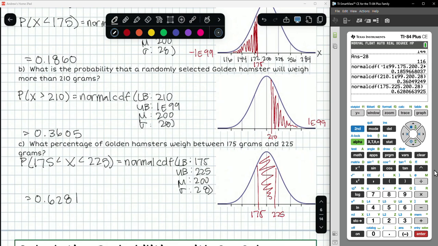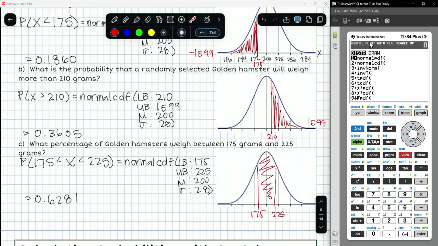I do want to answer one quick question that will probably come up, which is sometimes they're going to give you a probability and ask you what that boundary value is that you would have used here in your function call. And the answer is, if you go to second vars, you open up that distribution menu, you'll notice the thing right below normal CDF is inverse norm. And what inverse norm does is it takes an area in that picture and it spits out a boundary value.